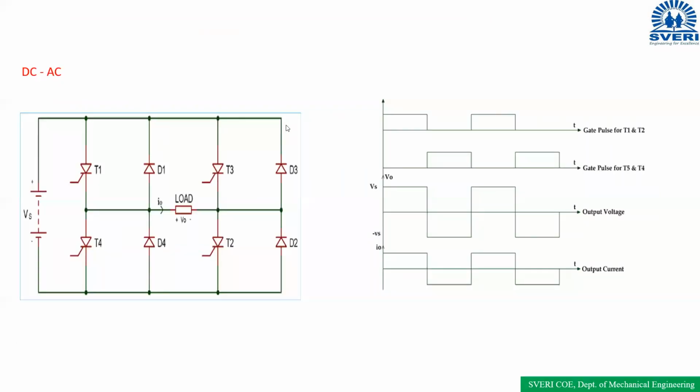Like the same way, DC to AC convert करने क्या है? Inverter. Okay, when T1 and T2 are turned on, the current is flowing through the load circuit. Clear? From the positive terminal of the supply voltage through T1, through the load, through T2, and to the negative terminal of the supply voltage. This is the DC. Clear? And we are getting the voltage across the load circuit because the current is flowing. This voltage is the same as the supply voltage, because the supply voltage is DC.